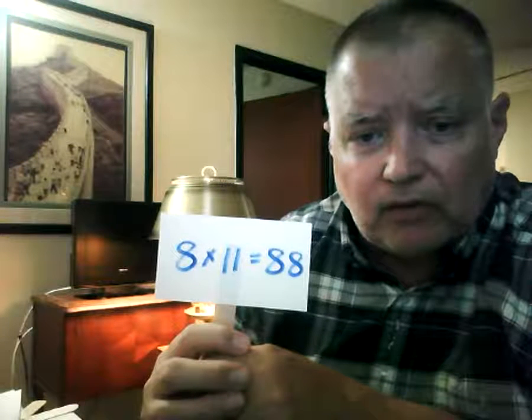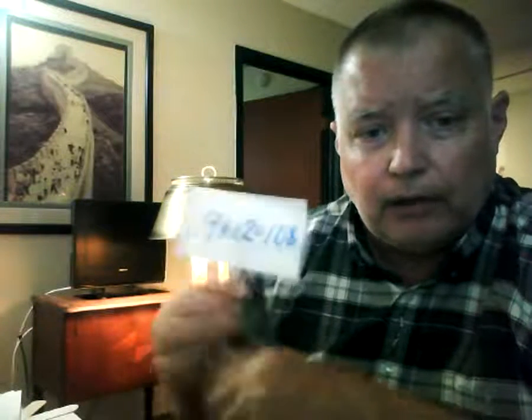Eight times eleven is 88. Nine times five is 45. Nine times twelve is 108. What's nine times twelve? 108.